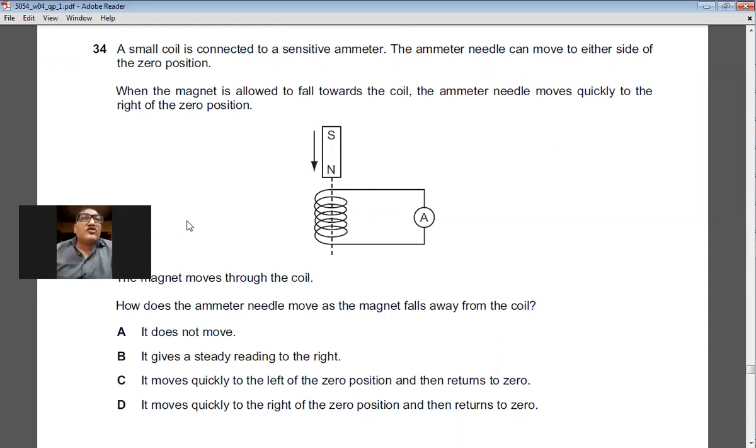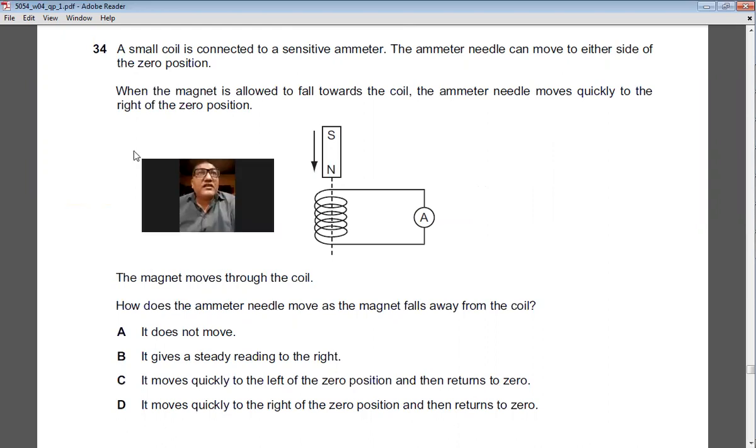Question number 34 is on your screen. A small coil is connected to a sensitive ammeter. The ammeter needle can move to either side of the zero position. When the magnet is allowed to fall towards the coil, the ammeter needle moves quickly to the right of the zero position as the magnet moves through the coil. How does the ammeter needle move as the magnet falls away from the coil?